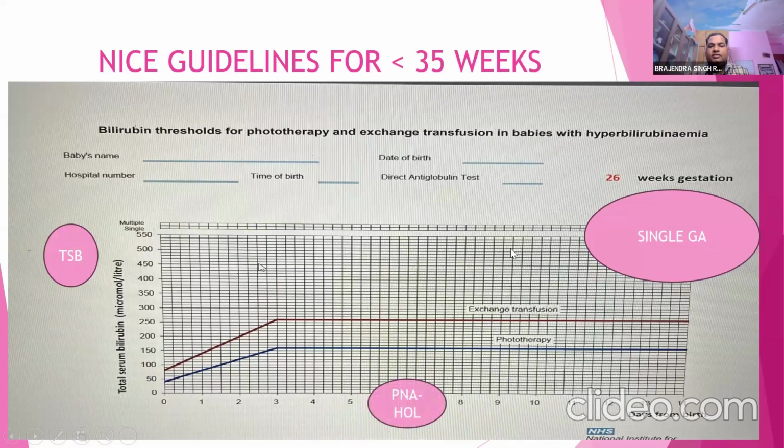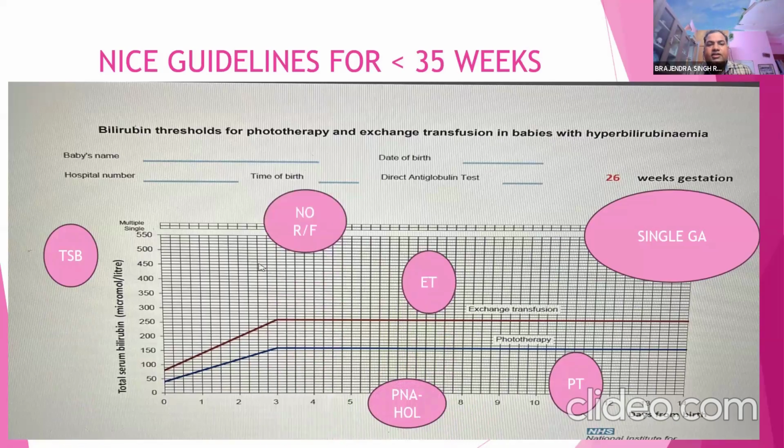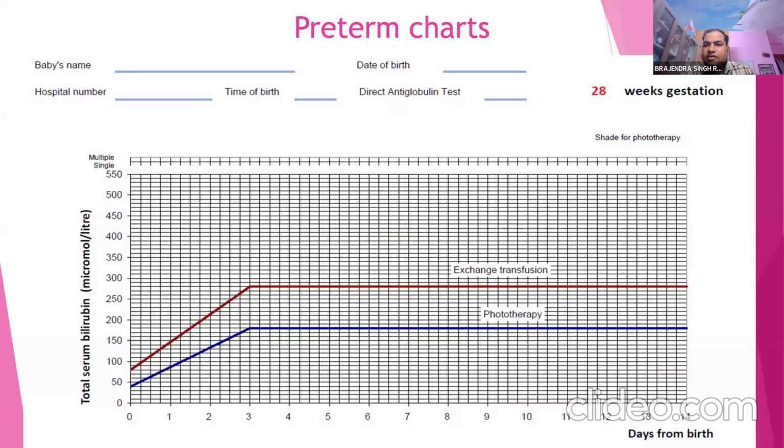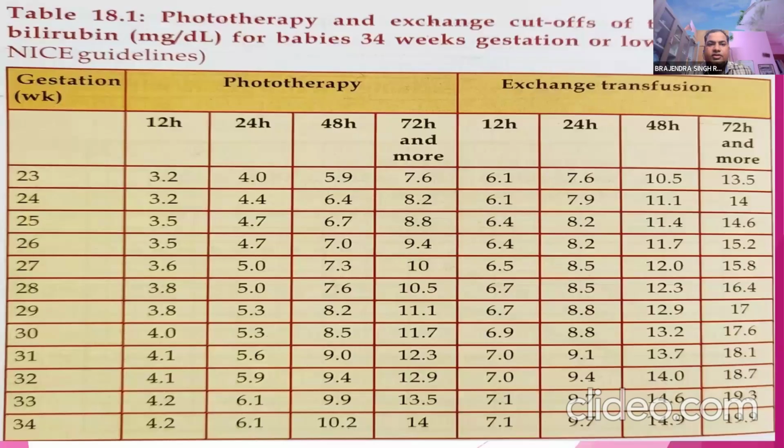So we require gestational age, postnatal age, and total serum bilirubin level, and we can find the exchange cutoff and phototherapy cutoff. No need of risk factor here. This is another chart for 28 week, and these charts are summarized in the form of a table by the NICE guideline team. This table you can also use in your triage area, okay. We can use the NICE guideline also.